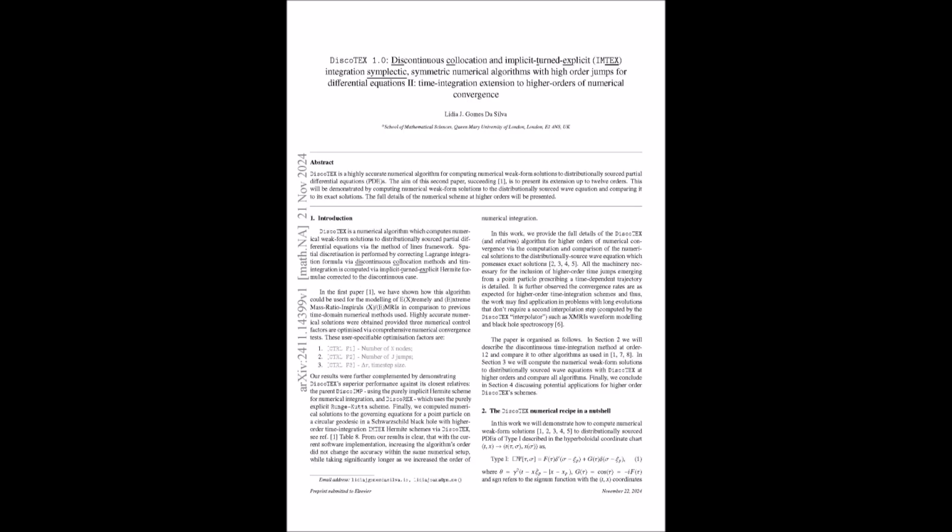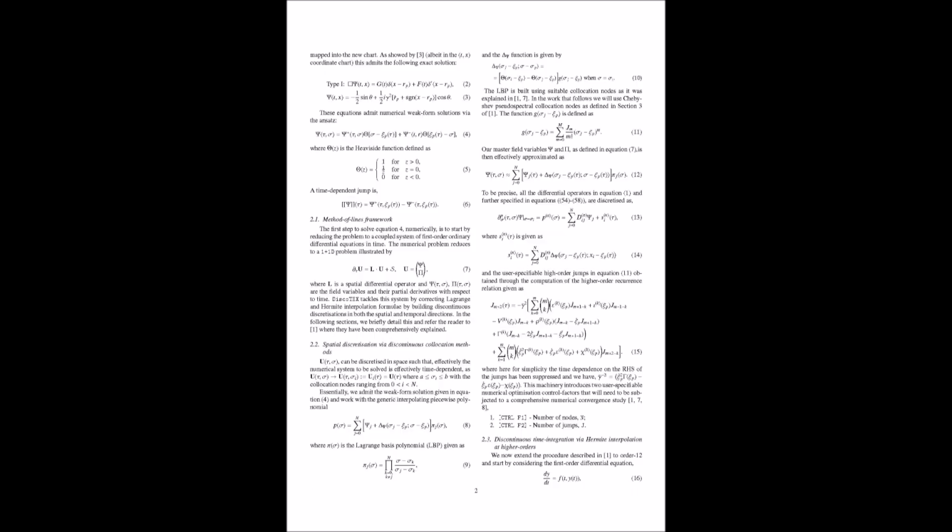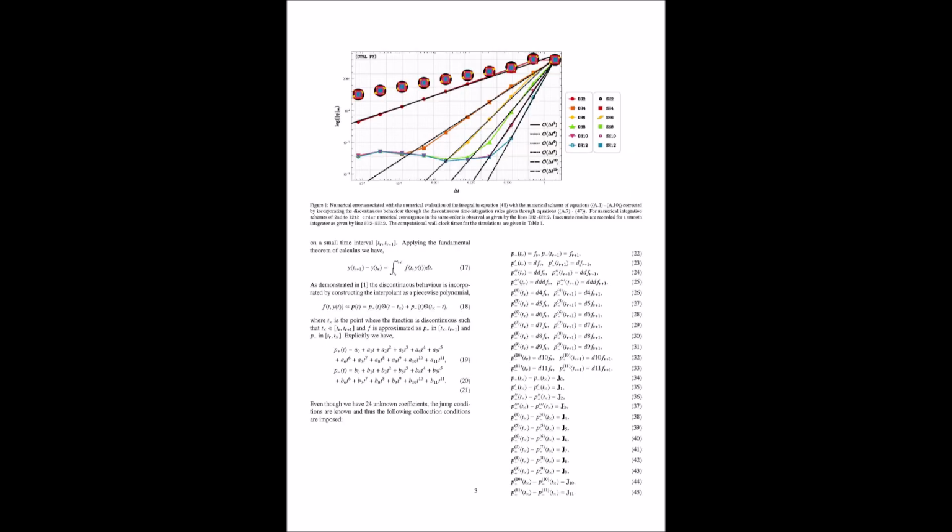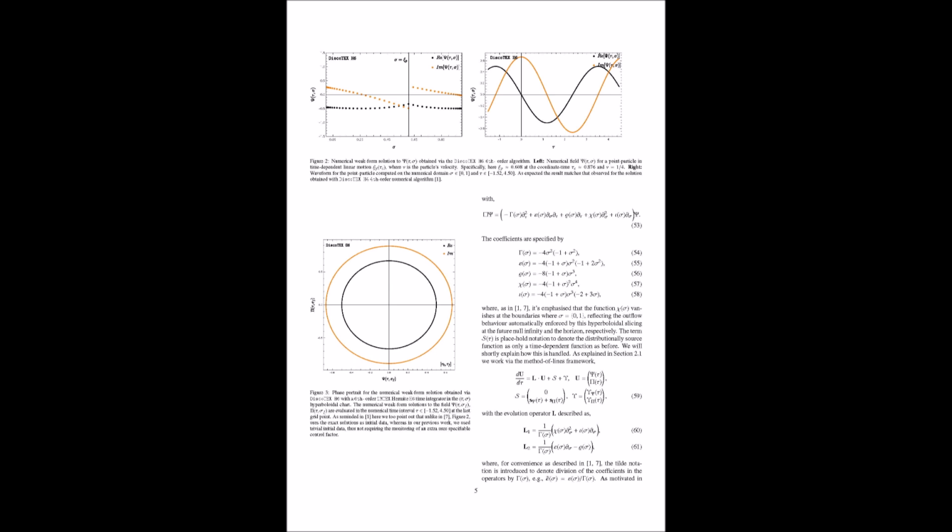Now, I'm curious about figure 5. It shows something called the numerical error as a function of the time step size for different orders of DiscoTEX. What insights can we glean from this figure? Figure 5 is really helpful for visualizing the convergence rates of the different orders of DiscoTEX. Remember how we talked about convergence rates earlier? Yes. And how they essentially measure how quickly the numerical solution approaches the exact solution as you refine the discretization? Yes. Well, figure 5 shows us exactly that.